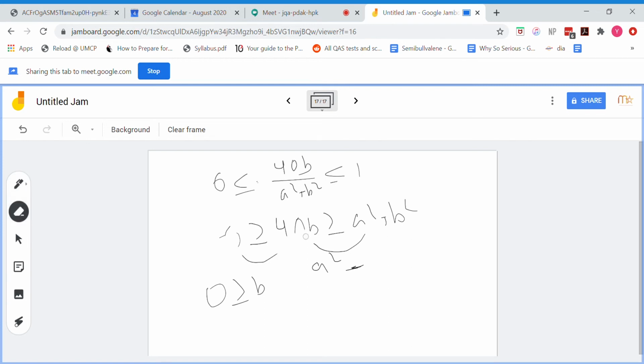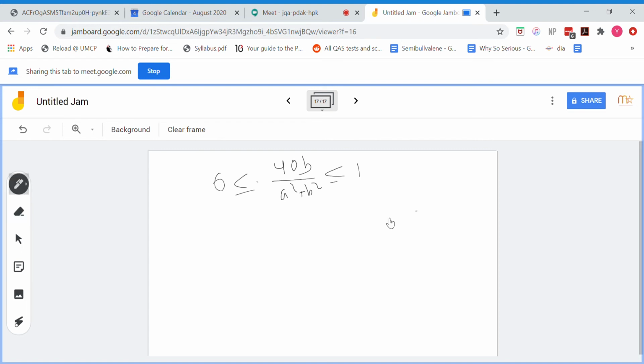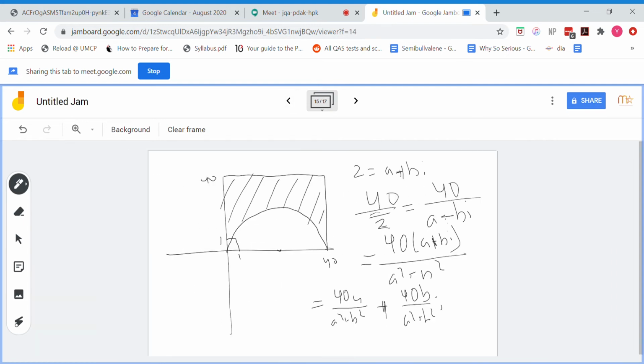Okay, so we have the exact same conditions for B as for A. So this gives B at least 0. And then we have B minus 20 squared plus A squared is at least 20 squared. So this is the area outside the circle, centered at 0, 20, and of radius 20. So if we draw this circle, it's centered right there, and we're looking for everything outside the circle. So we're looking for this area.